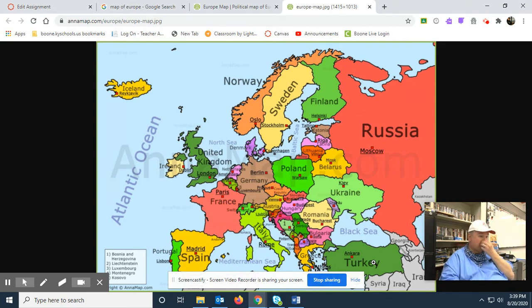It includes Iceland, which up until about 50 years ago was a colonial possession of Denmark. And it goes all the way here to the Mediterranean Sea. And that's just it. You need to know both political boundaries, the various countries. Why?